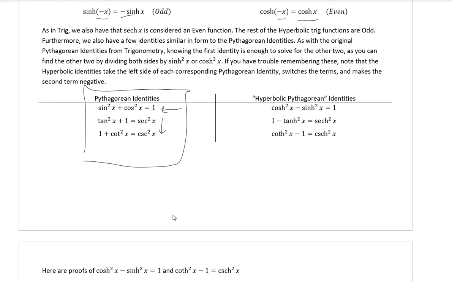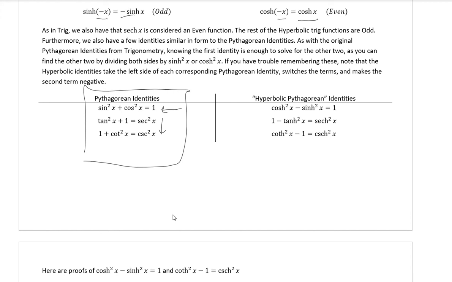Now, the hyperbolic Pythagorean identities, which isn't really its particular name. They don't really have a group name themselves, so I'll just put in quotes "hyperbolic Pythagorean" because they act the same way. In this case, the first one is cosh squared minus sinh squared equals 1. And the second one is 1 minus tanh squared equals sech squared. And then coth squared minus 1 equals csch squared.